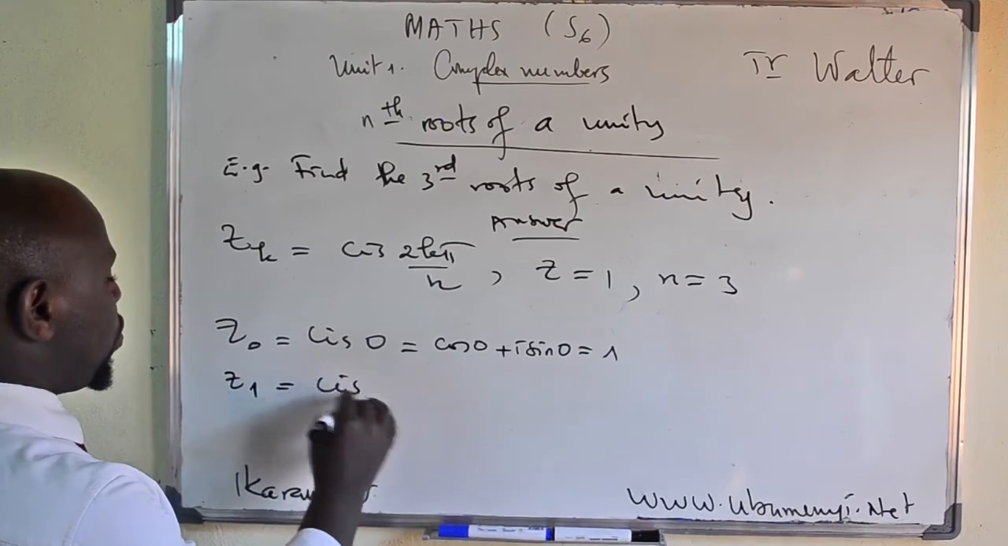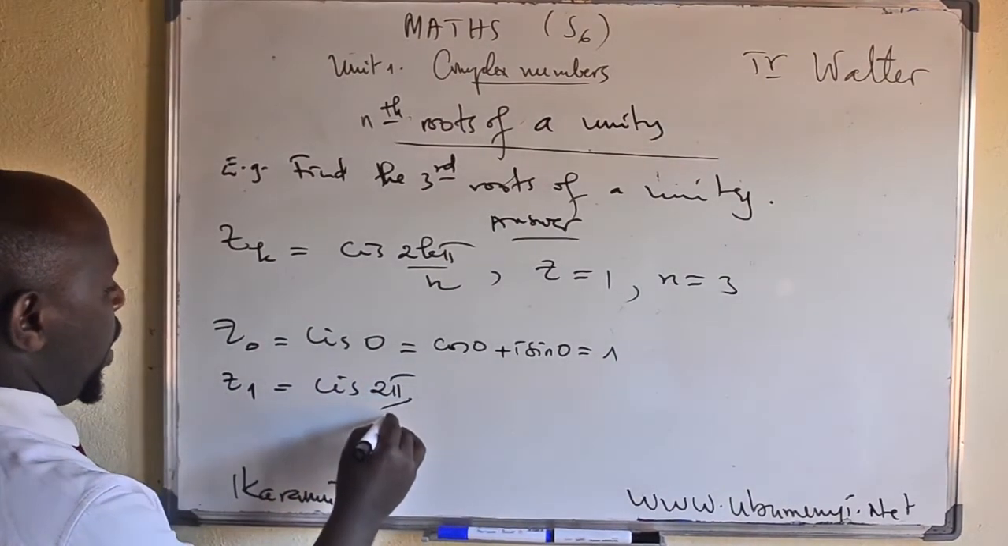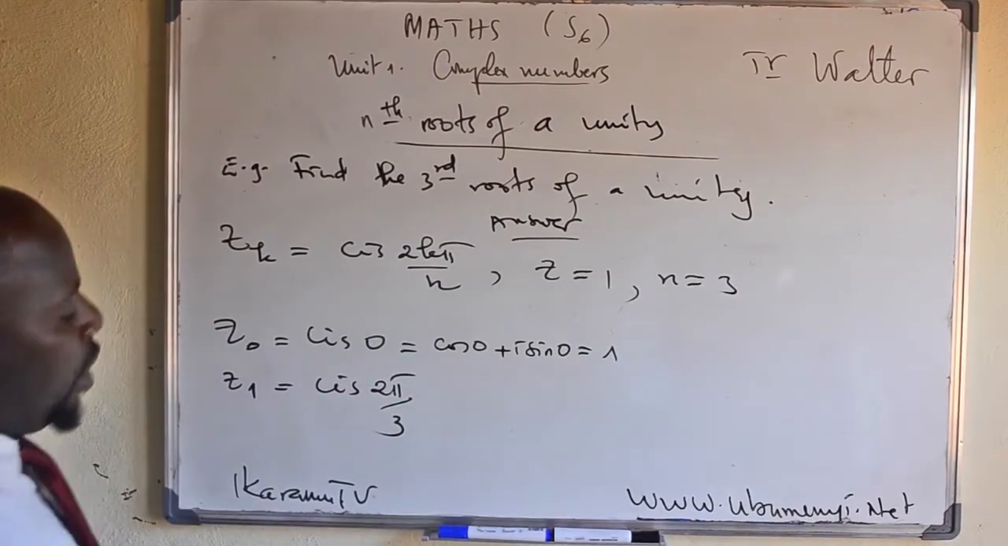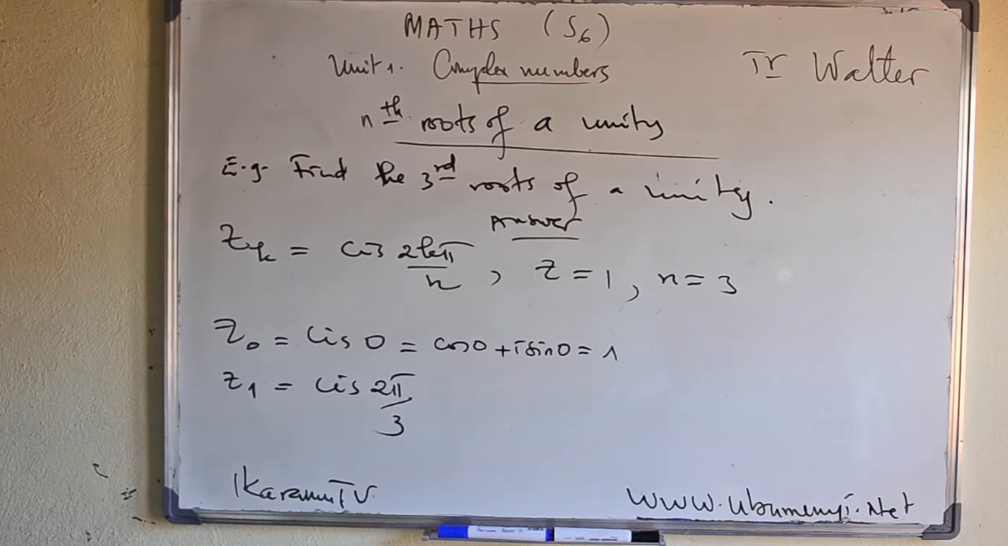If k equals 1, we shall get cis of 2 pi over 3, because n is 3. So here, if we have that one, we are going to get what?